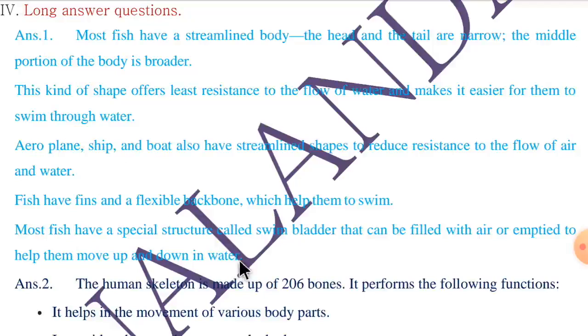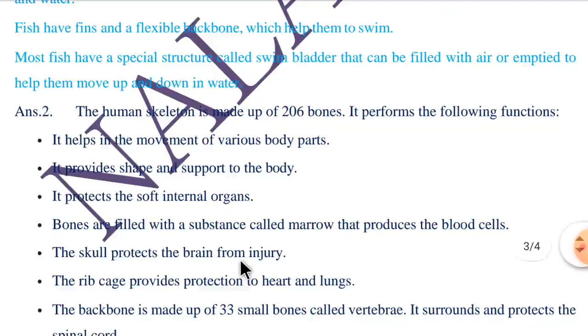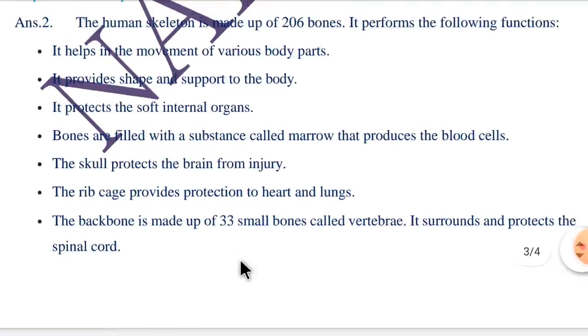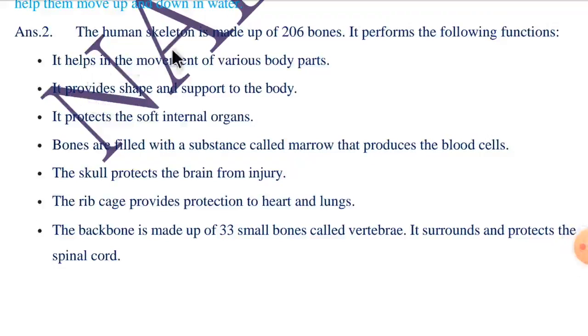Let's see the next, the second one: describe the function of the human skeleton. Let's see one by one. Human skeleton is made up of 206 bones. It performs the following functions. It helps in the movement of various body parts. It provides shape and support to the body. It protects the soft internal organs.